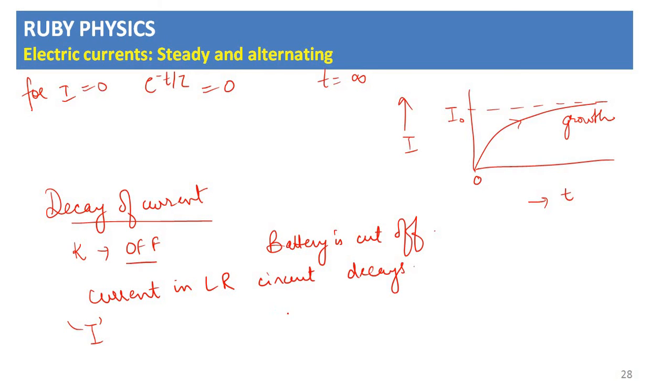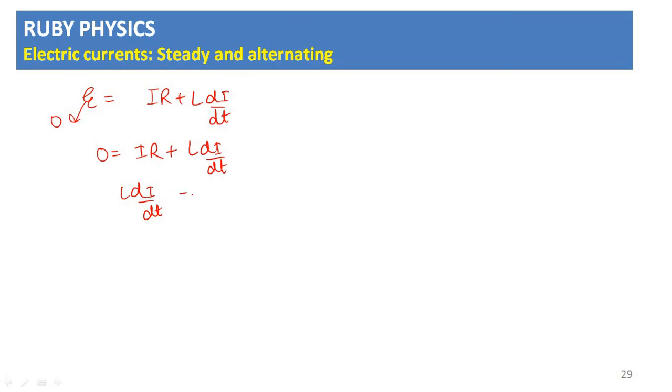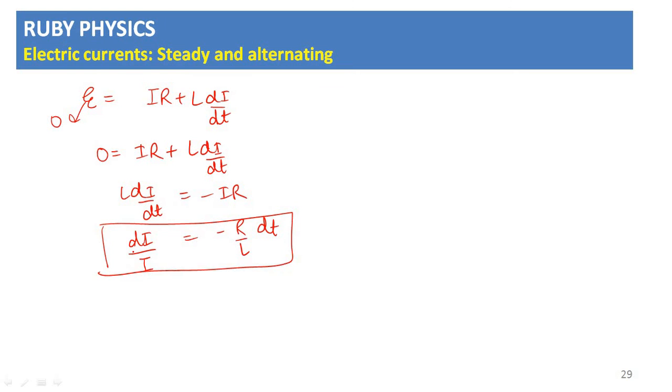Let me write it on the next page: E is equal to IR plus L di by dt. In this case the battery is cut off, so this EMF is equal to 0, so 0 is equal to IR plus L di over dt. So we can write L di over dt is equal to minus IR, or di upon I is equal to minus R upon L into dt. This equation I have got here.